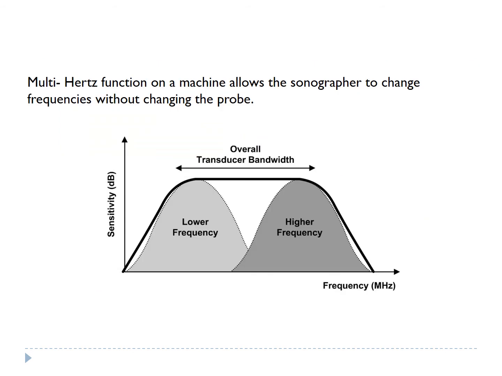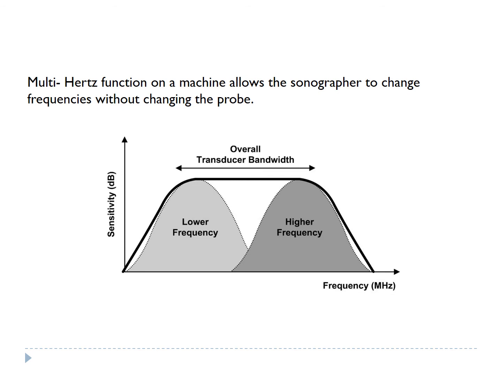I mentioned earlier that multi-hertz was one of the benefits to having a wide bandwidth. Multi-hertz function on a machine allows the sonographer to change frequencies without changing a probe. This has really been advanced over the years. Multi-hertzing has been around since the latter part of the 80s, but the ultra-wide bandwidth transducers are a newer function of ultrasound systems. When multi-hertzing originally began, it was maybe the difference between choosing a 2 MHz and a 2.5 MHz, where now the transducer designs give us a range from 5 MHz to 12 MHz.